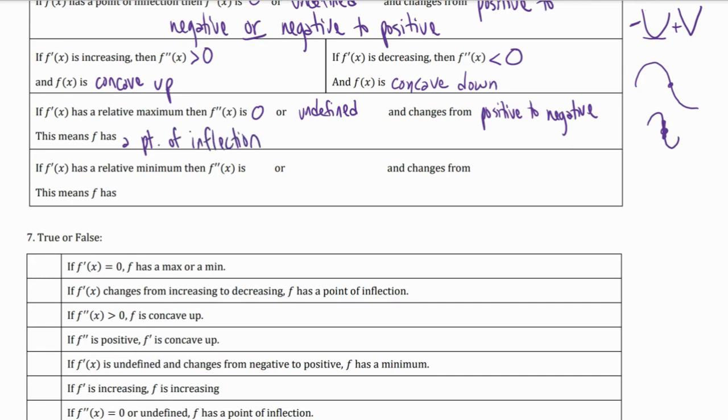So again, you should be able to get one of these and then work backwards as well. If f has a point of inflection, then f prime has a relative max or a min. So if f prime has a relative minimum, then f double prime is 0 or undefined, because again, f double prime is the slope of f prime. If f prime has a relative minimum, then f double prime changes from negative to positive. And that means f has a point of inflection.